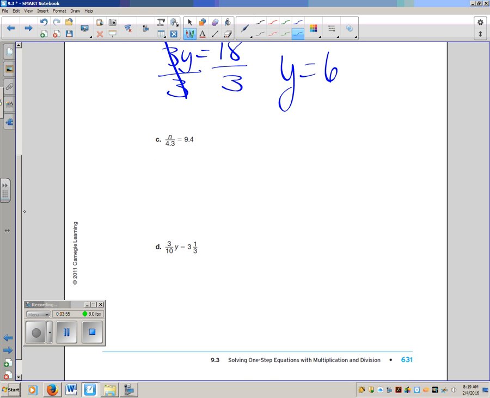Let's throw some decimals in there because that's always fun. n divided by 4.3 equals 9.4. This is division.